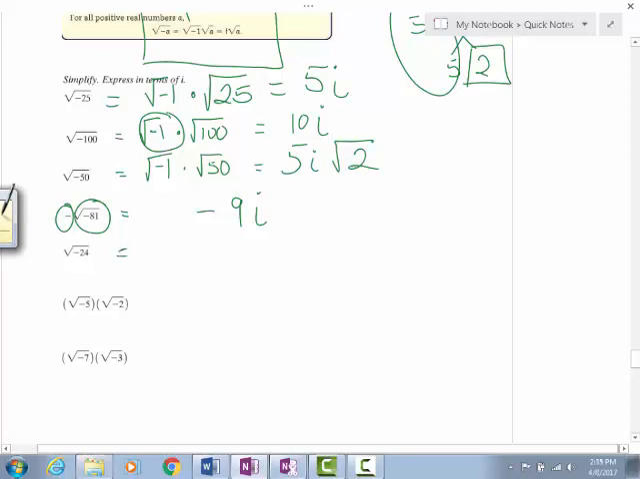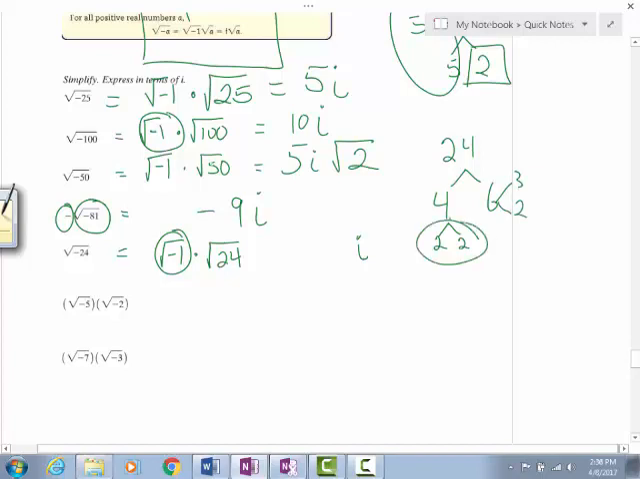All right, let's try this one here. Again, the square root of negative 24, I'm going to rewrite that as the square root of negative 1 times the square root of 24. Again, I remember the square root of negative 1 is i. I'm going to take my number 24 and break it down. So 24 is, say, 4 times 6. 4 is 2 and 2. 6 is 3 and 2.